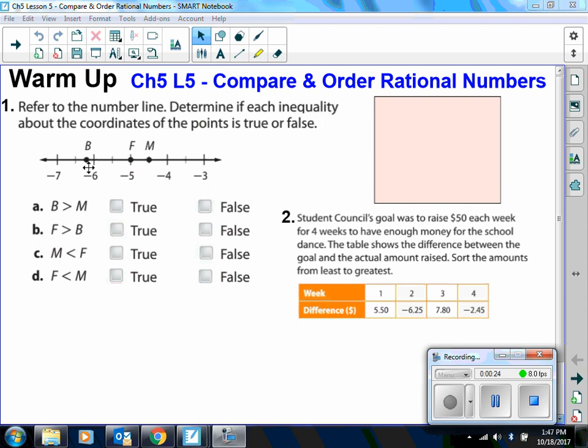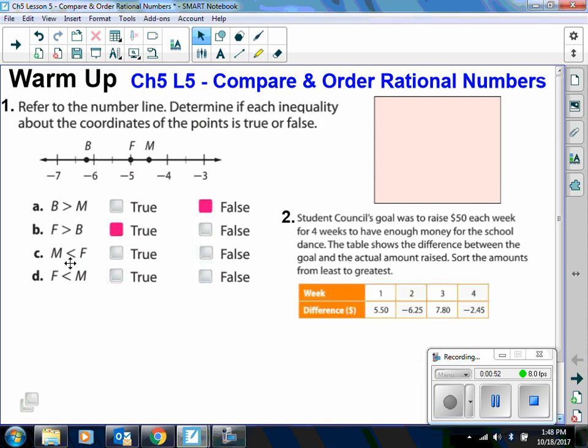So is B greater than M? No, B is further to the left, so that is false. Letter B, we have F is greater than B. So here's F, there's B. Is F greater than B? True. Very good.